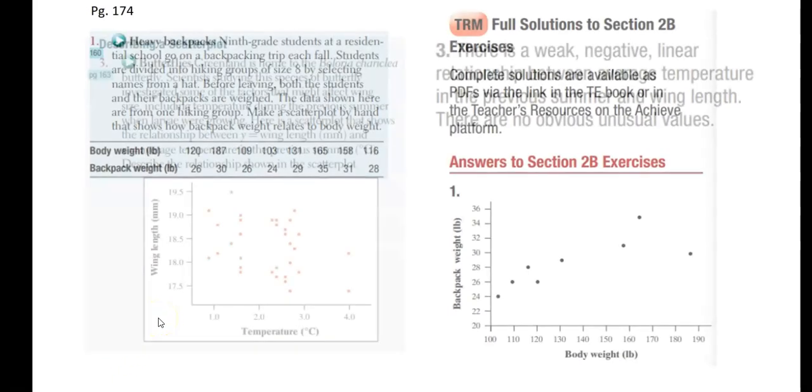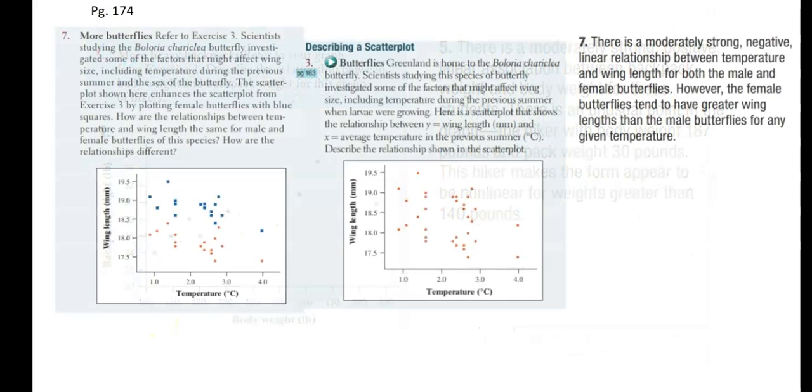Okay, this is part two of lesson 2B, unit 2B. These are the homework from yesterday, answers and questions.